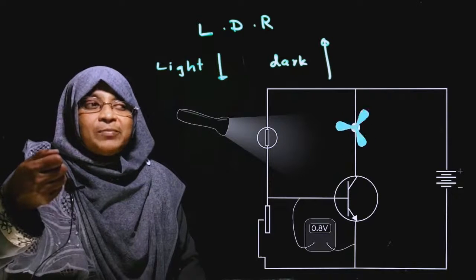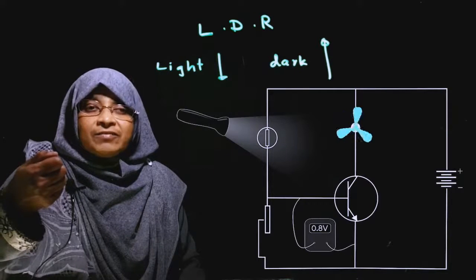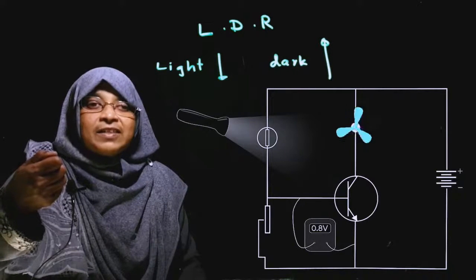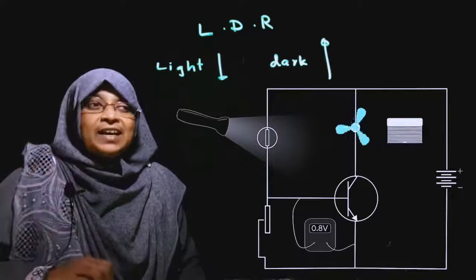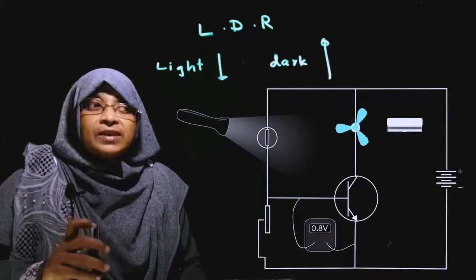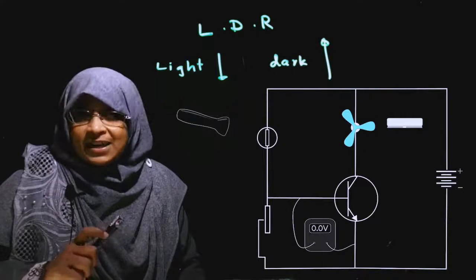Now what's happening? The fan is rotating. It means the motor is working. So the gate opens. This is the way the gate opens automatically when the headlight falls on the gate.